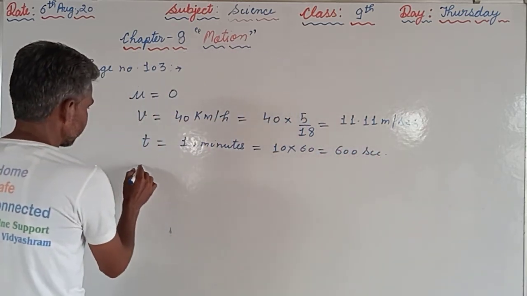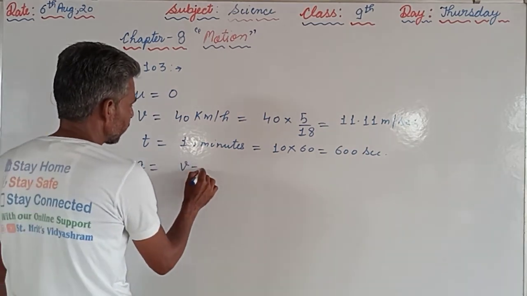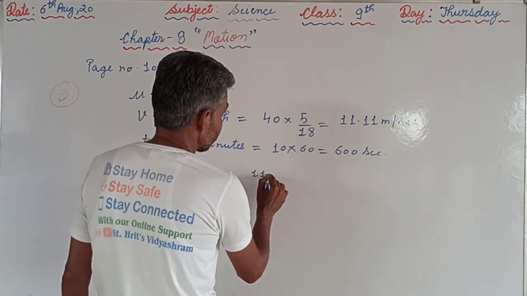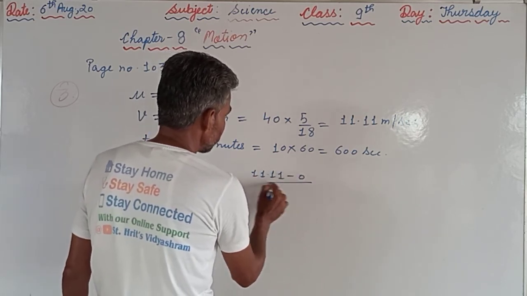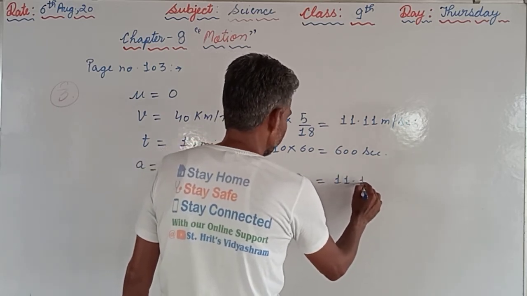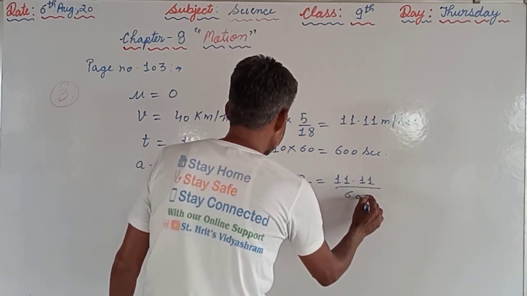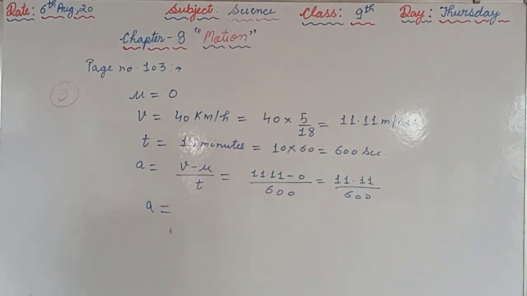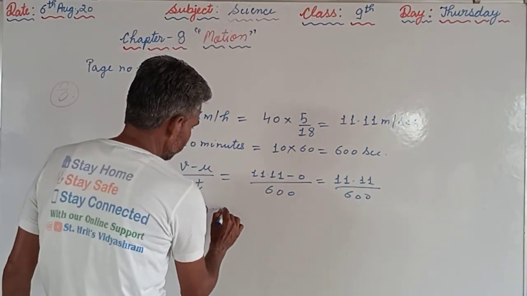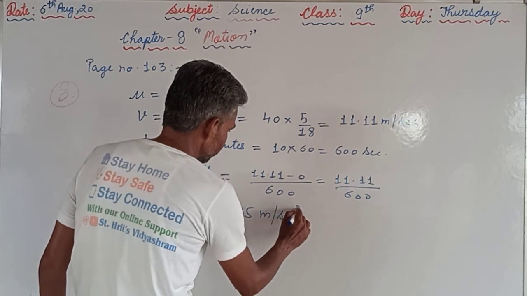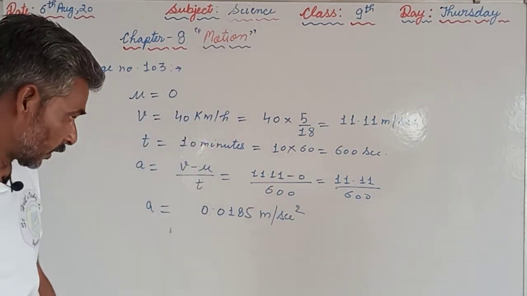Now we are supposed to find the acceleration. Acceleration is v minus u upon t. Here v is 11.11 minus 0 upon 600, that will be 11.11 upon 600, and the value of acceleration, when you divide this by 6, you will get 0.0185 meter per second square. So this is the answer.